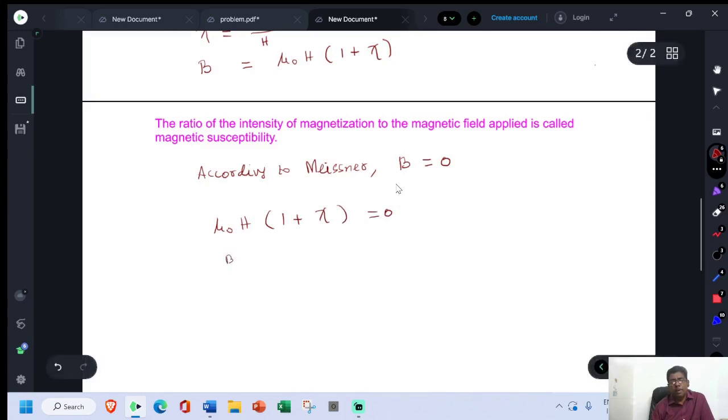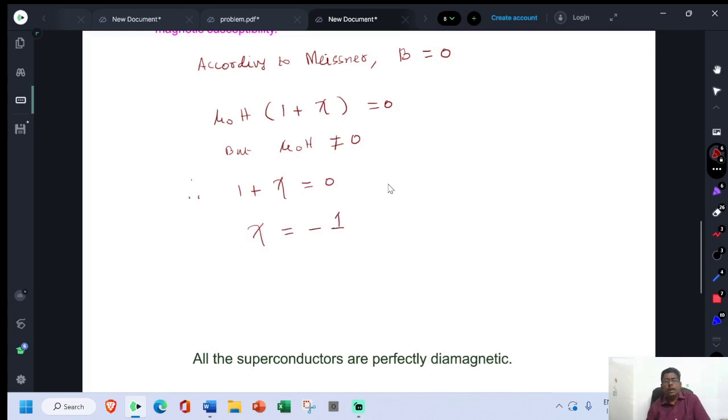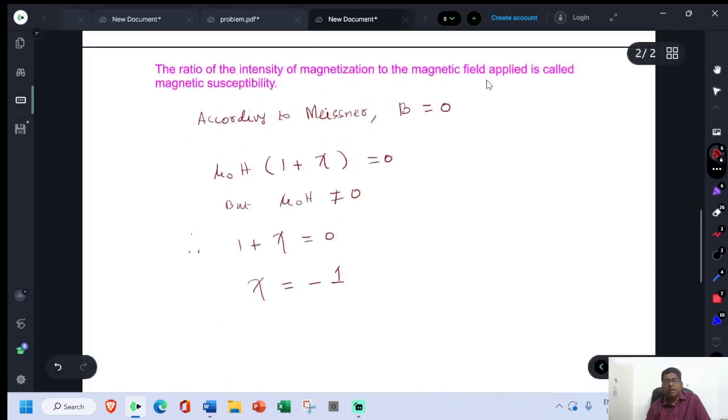But mu naught into H is not equal to 0 because we are applying the field. Therefore, 1 plus chi equal to 0, chi equal to minus 1. From this equation, chi equal to minus 1. A diamagnetic substance is having negative susceptibility value. Then we may point out that all the superconductors are perfectly diamagnetic because the value of B equal to 0.